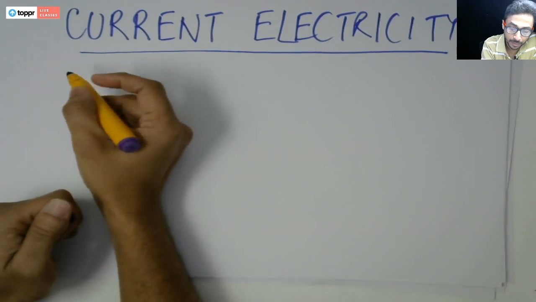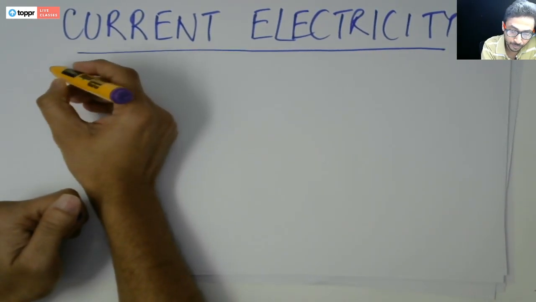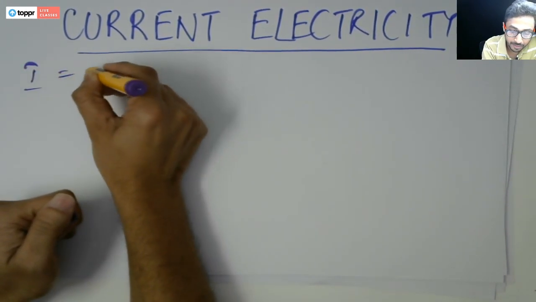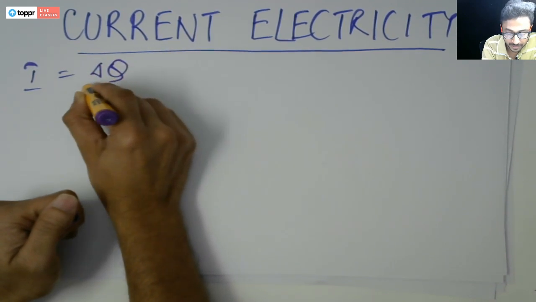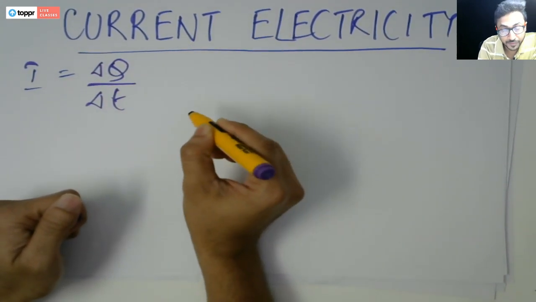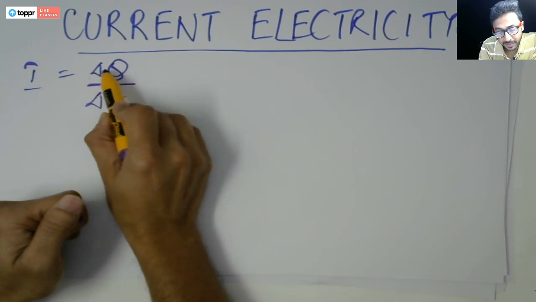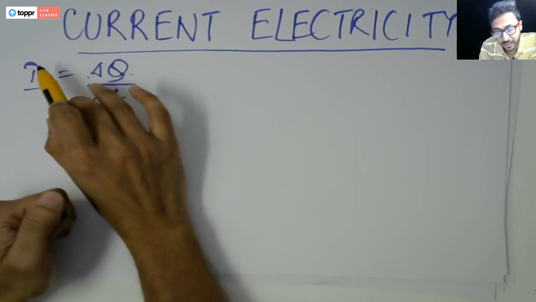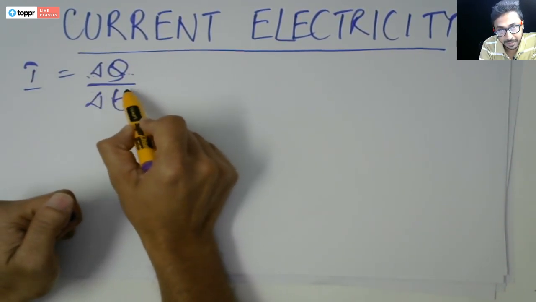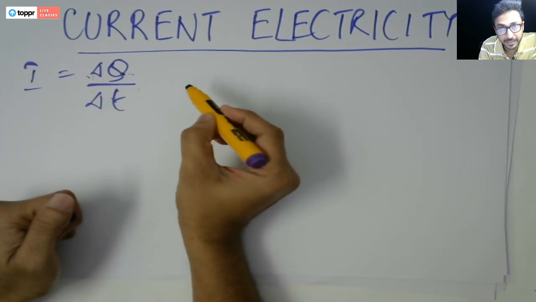Now you must be knowing what is current. Current, as you know, is nothing but the rate of flow of charges. So for rate of flow of charges, what do we write? That is the change of charge per unit time, del t. So we can write del q by del t.